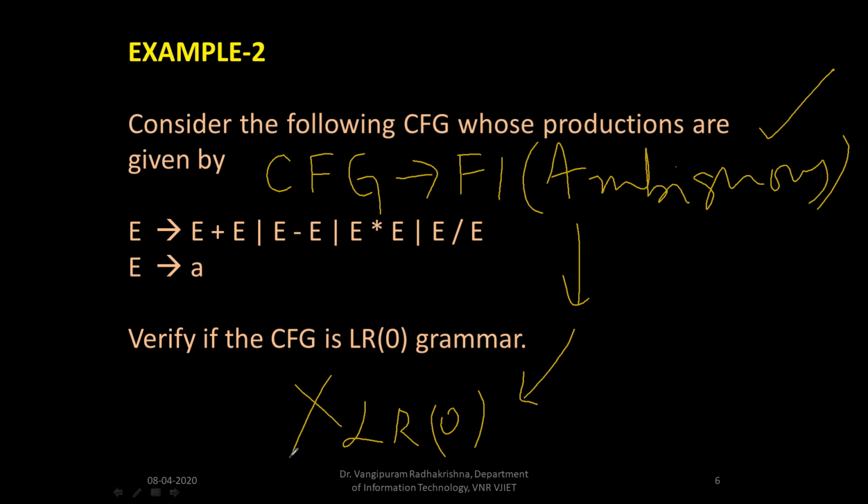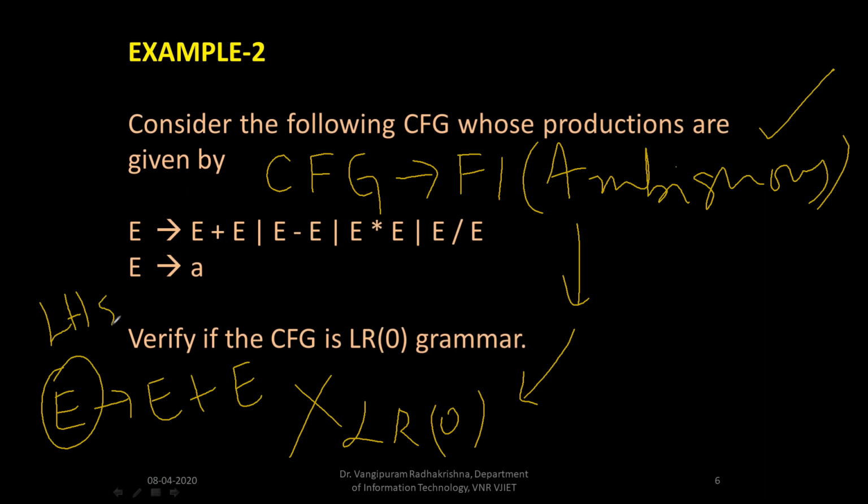So if you apply football 1, then you have to prove that the grammar is ambiguous. So look at these particular 4 productions. If you take the production of the form capital E derives E plus E, the non-terminal symbol present on the LHS part of the production appears twice on the RHS part of the production. So whatever symbol is present on the LHS part of the production appears twice on the RHS part of the same production.